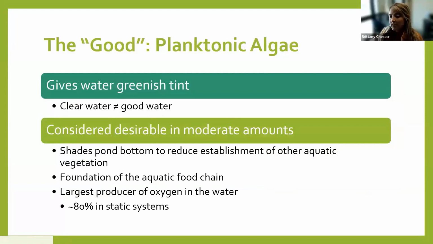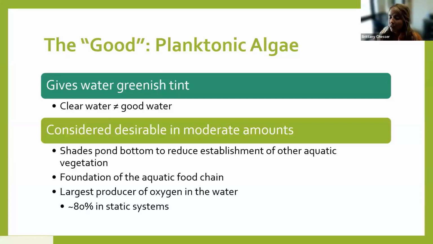Typically, planktonic algae are considered desirable in moderate amounts because they do shade the pond bottom, which suppresses the establishment of some of our unwanted rooted aquatic vegetation, especially in those deeper areas where you really don't need them. It's harder to manage, and a lot of our aquatic vegetation or true plants can cause oxygen issues once they get out of hand. They're also the foundation of a pond's food chain. Our planktonic algae provide food for zooplankton and larval fish, and it just goes all the way up from there. So if you have sport fish in your pond, they are benefiting from planktonic algae.